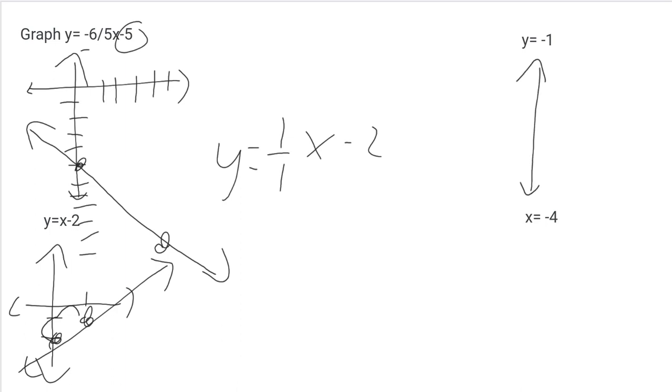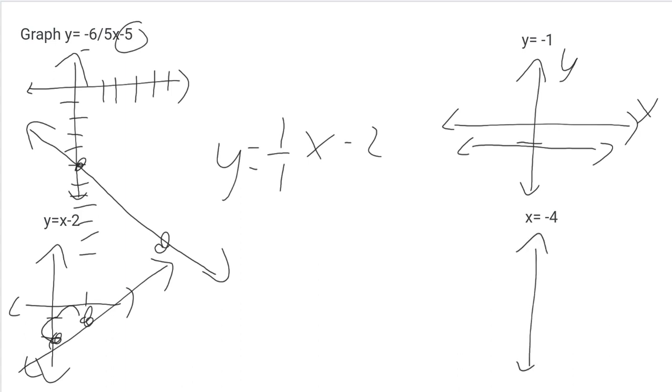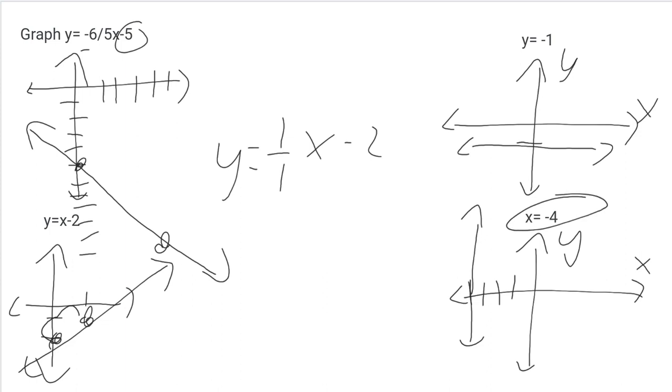If it's just y, it can only cross the y-axis. So I go to the y-axis at negative 1, and I draw a line that goes through negative 1, but in a way that never crosses the x-axis. If it's just x, this is the weird one, where I go to the x-axis first, and I go to the x-axis 1, 2, 3, 4, and a line straight up and down, never crossing the y-axis because there's no y in the equation.